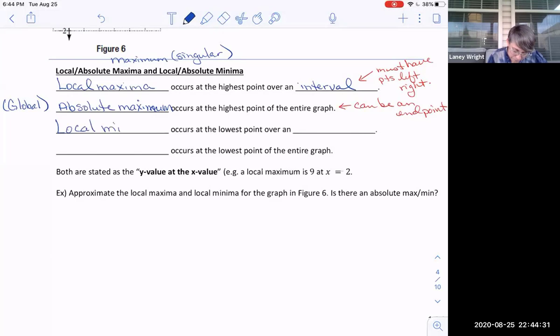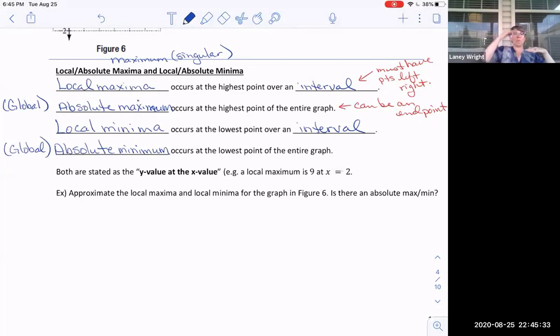Local minima, again, that's plural, occurs at the lowest point over an interval. And the absolute minimum, again, sometimes called global, is the lowest point over the entire graph.